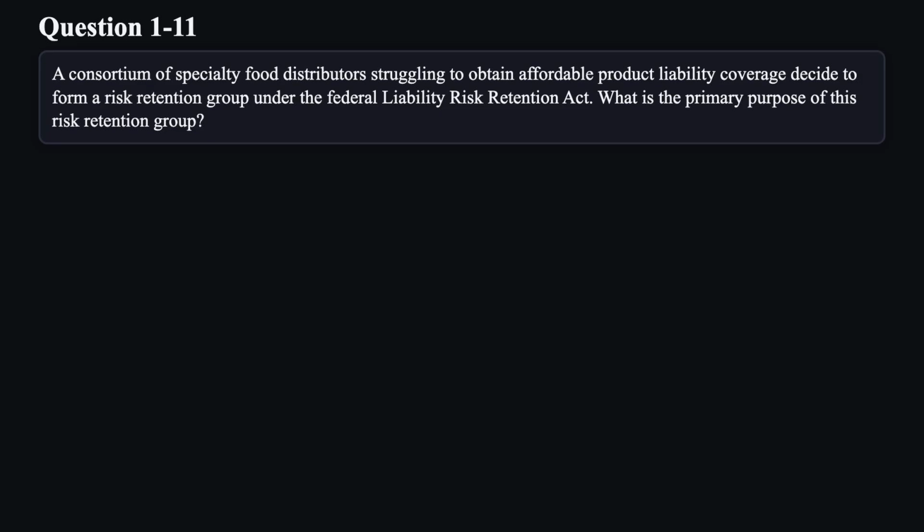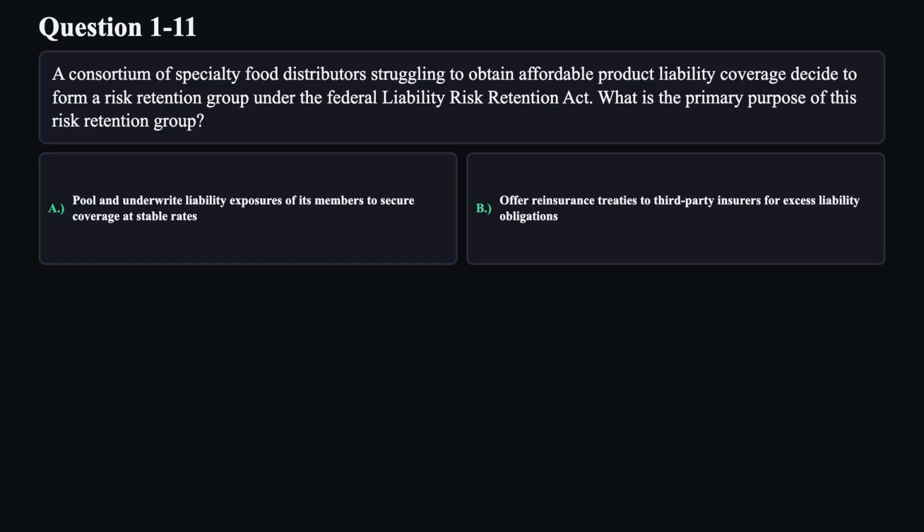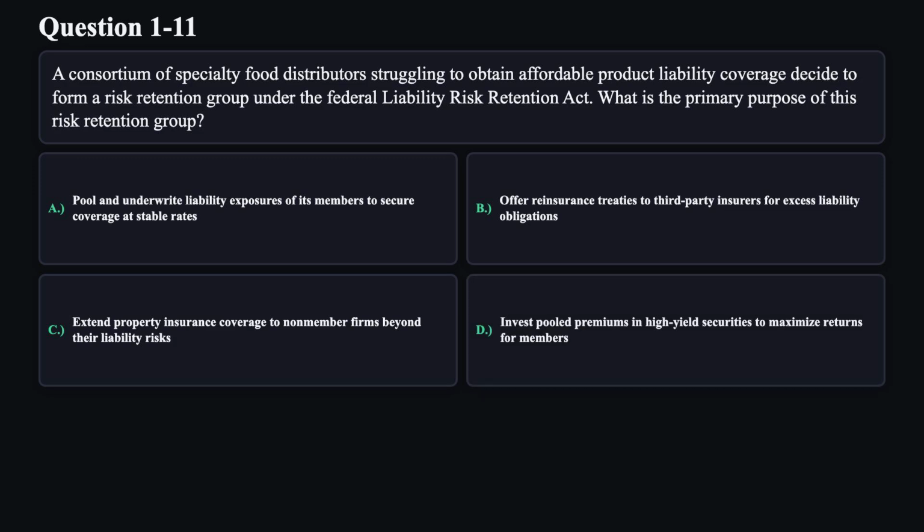Question 11. A consortium of specialty food distributors struggling to obtain affordable product liability coverage decide to form a risk retention group under the Federal Liability Risk Retention Act. What is the primary purpose of this risk retention group? A. Pool and underwrite liability exposures of its members to secure coverage at stable rates. B. Offer reinsurance treaties to third-party insurers for excess liability obligations. C. Extend property insurance coverage to non-member firms beyond their liability risks. D. Invest pooled premiums in high-yield securities to maximize returns for members.